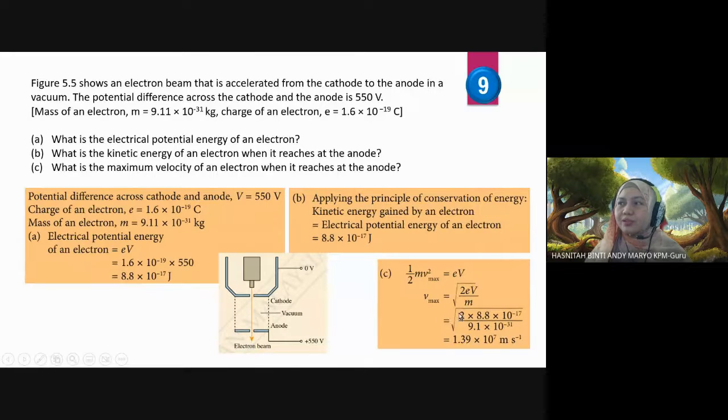Again, you do the substitution. So this is e. And then eV, tadi sudah kira kan. So this one is eV, we already calculated here. So we put 8.8 times 10 negative 17, and this is the mass, 9.1 times 10 negative 31. Okay, so the answer is 1.39 times 10 power of 7 meter per second. So this is the maximum velocity the cathode ray reaches when it hits the A naught.